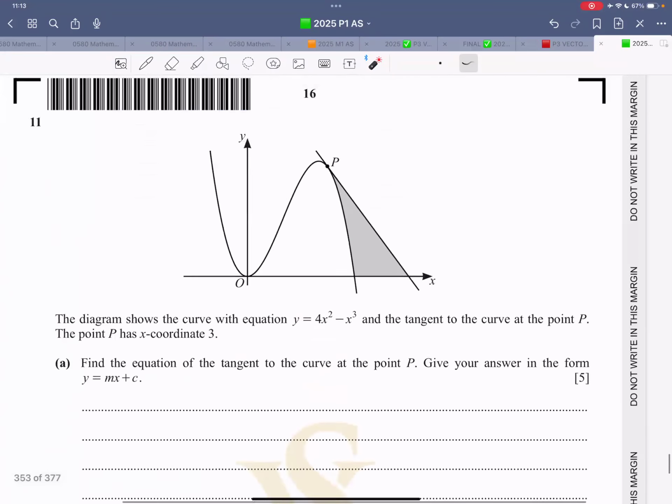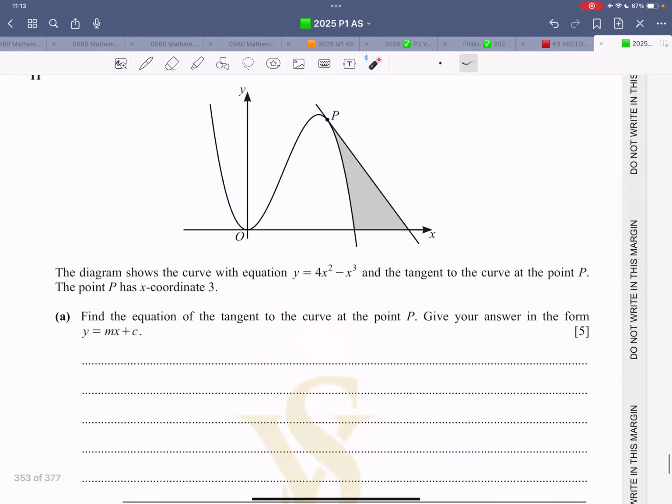So usually question 11 is the last one. So now it says the diagram, let me charge the pencil a bit. The diagram shows the curve with equation such and such, and the tangent to the curve at point P. The point P has x coordinate 3. First, read the whole question. Find the equation of the tangent to the curve at P. Give your answer in this form.